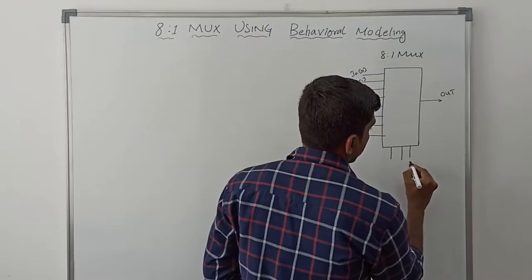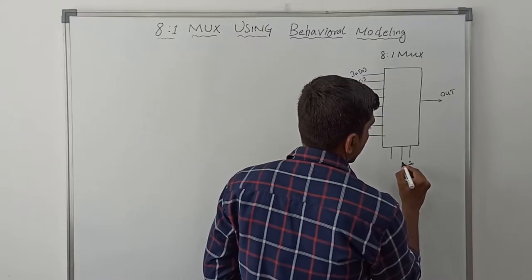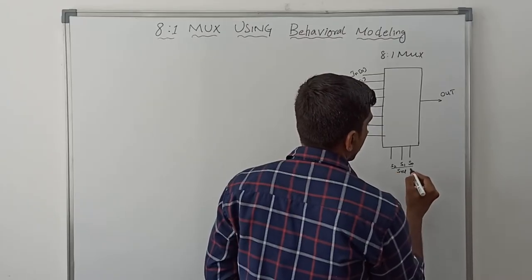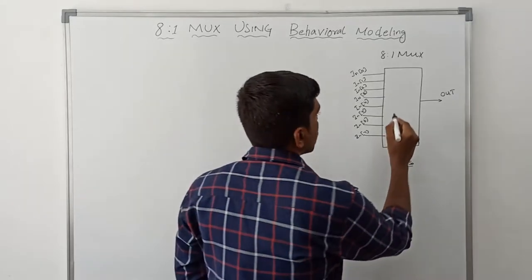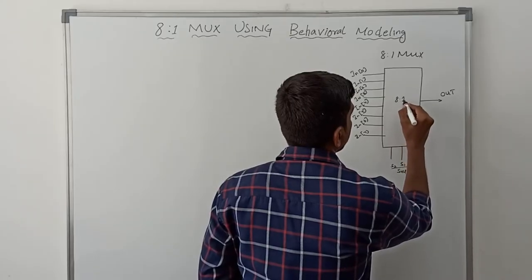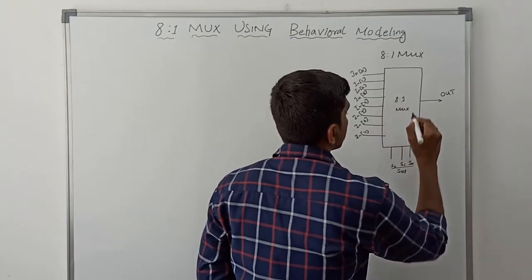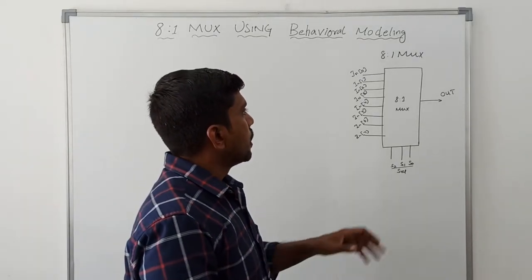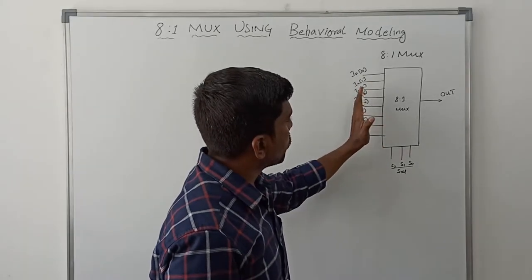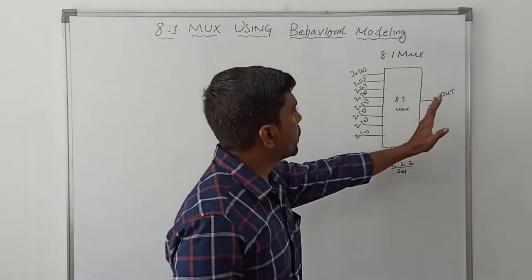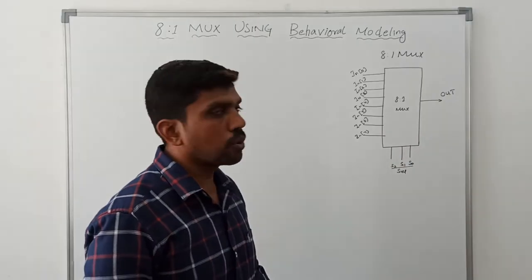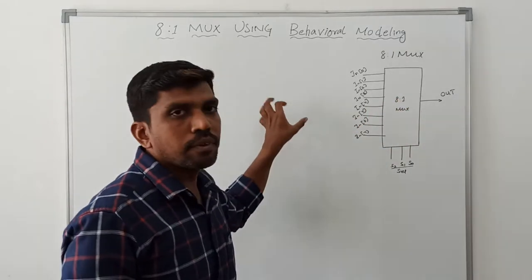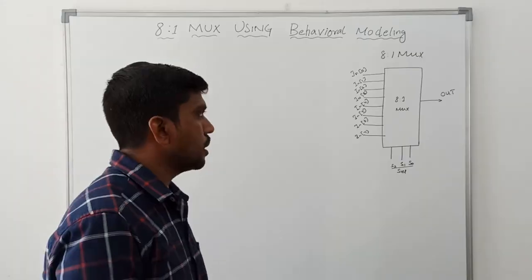The selection lines are called S0, S1, S2. So these are the 3 selection lines of the 8 is to 1 mux. What is a mux? The inputs are multiple in number, but it releases only a single output, so it's called a mux. Using this block diagram, we can write the Verilog HDL code in a very easy manner.